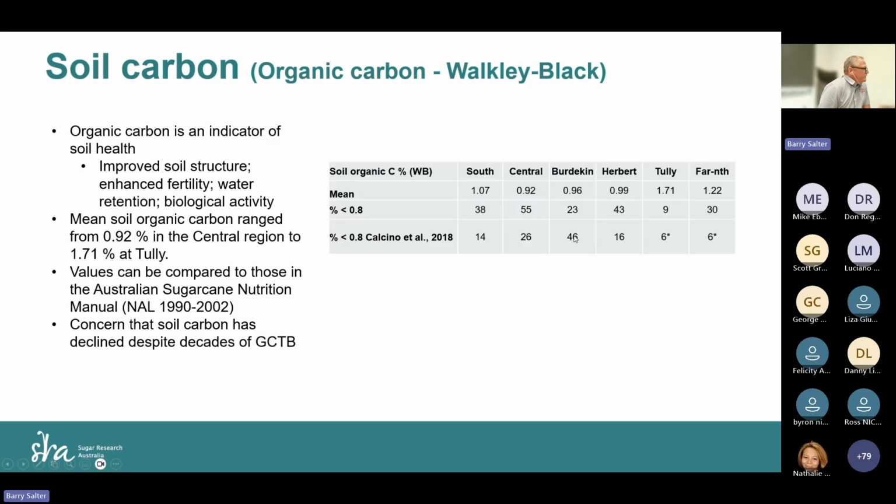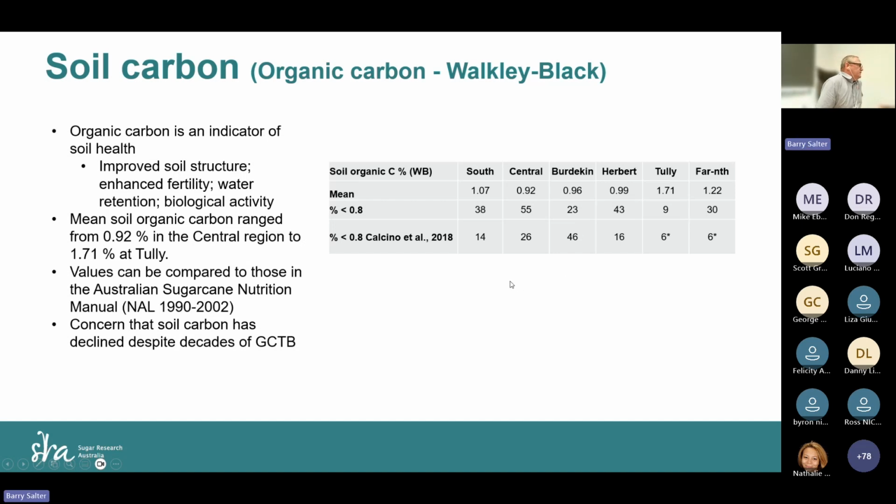I would point out that the Burdekin was completely different to that. I don't know why, and I don't really have an explanation for it. It may be associated with sample sizes, but I don't know, but it's certainly acknowledged that the Burdekin result was unusual.